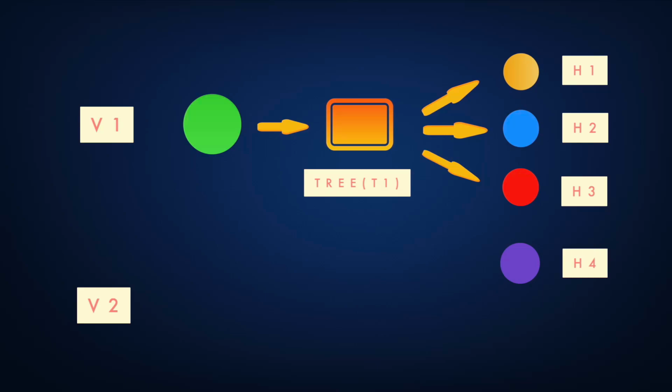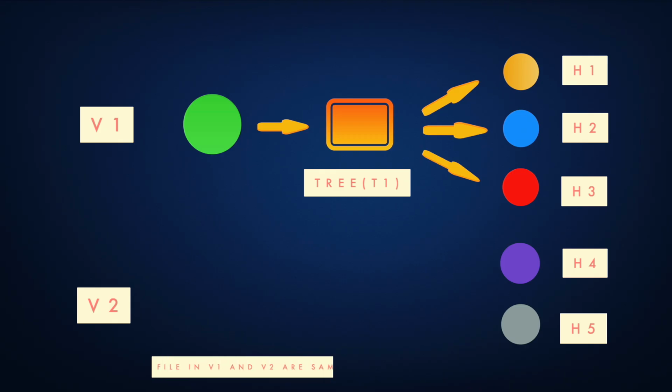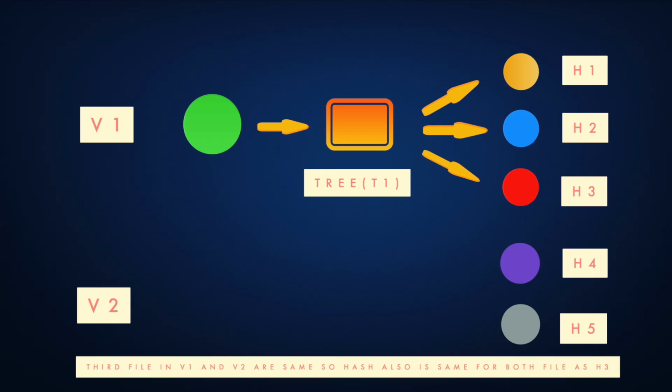Yeah, so it will have a different hash, right? Now for the second file, what I did is, I copied this file into my next version, v2, and I changed the content there. This second file also has different content, so the hash will change, right? Great.